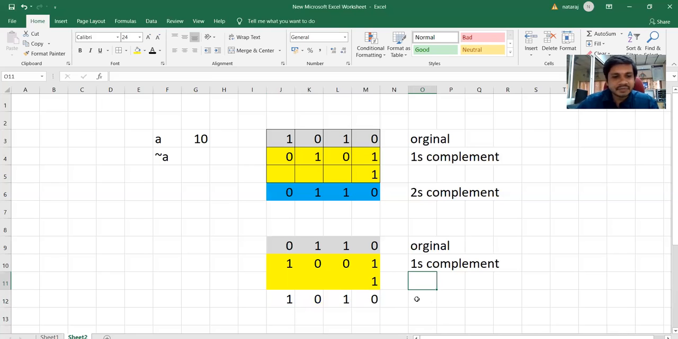Okay. So if it is an original number, 2's complement of 2's complement is the same number. How are negative numbers stored? When you give a negative number, it will be converted into 2's complement and stored in memory.